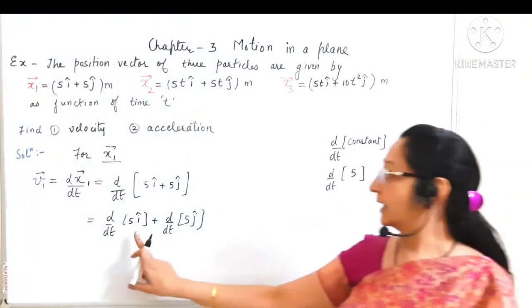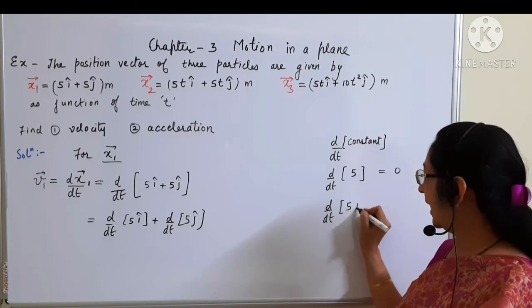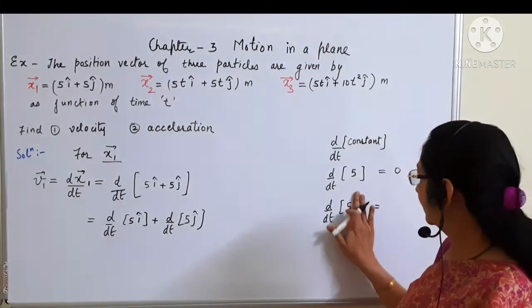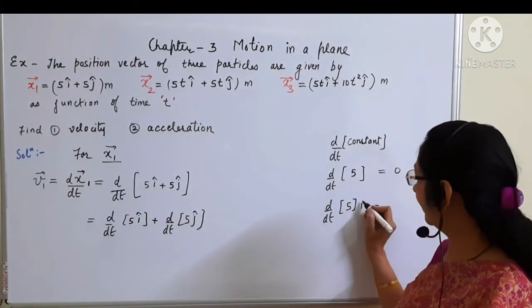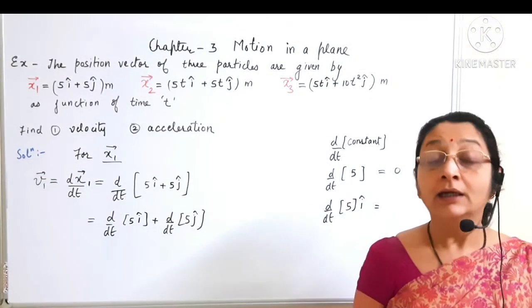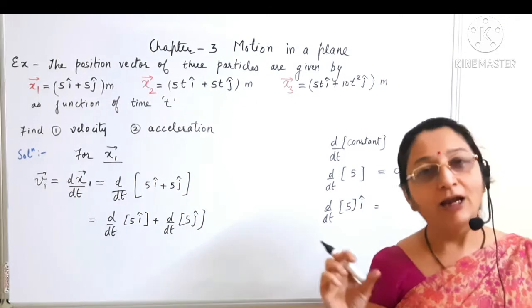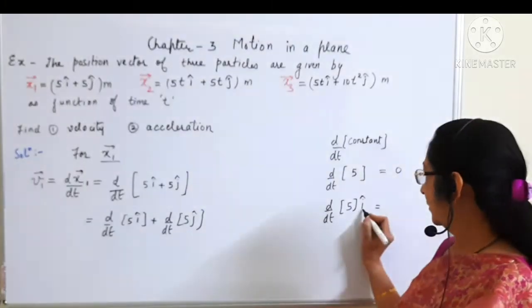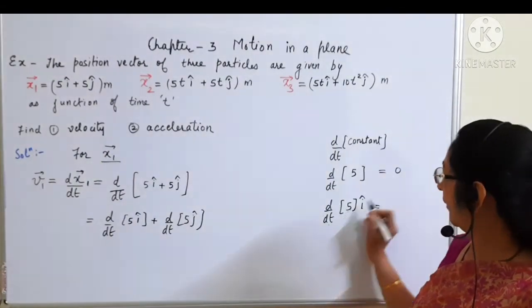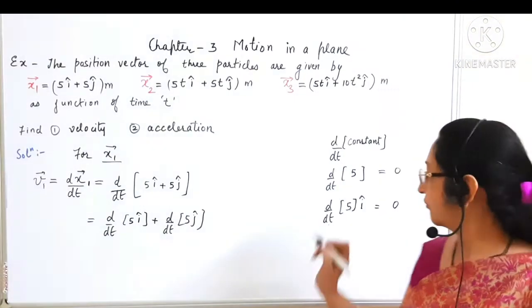So similarly d by dt of 5i. This is the vector: we have written 5 and the vector i. This i represents the x direction. So 5 units along the x direction. So i is the representation for the x direction. So d by dt of 5 is 0. So the differentiation of 5i is 0.